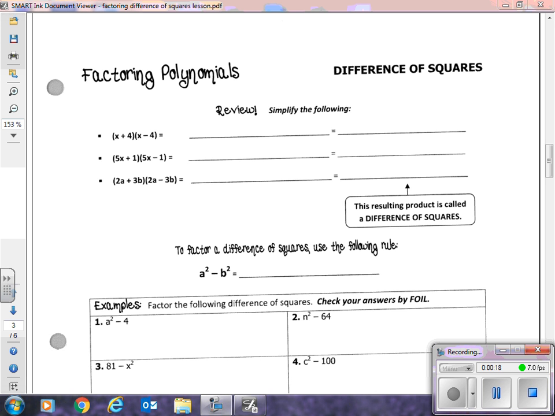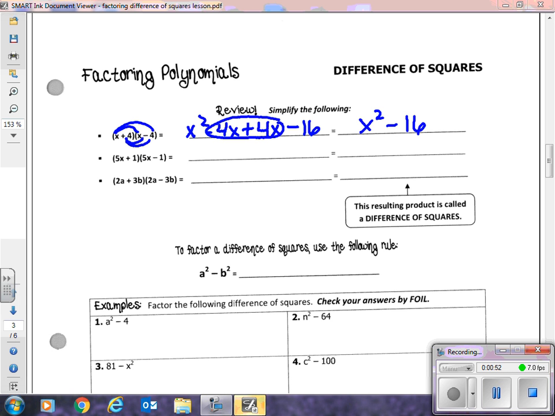So if we look at the top where it says review on your note taker, you have two binomials on the left, and if you remember how to FOIL, I'll show you what comes out on the answer side, and then we'll talk about what that means in terms of factoring. With FOIL, remember x times x is x squared, x times negative 4 is minus 4x, positive 4 times x is plus 4x, and 4 times negative 4 is minus 16. In these types of FOIL problems, the middle two terms, when you combine them together, disappear. So your answer becomes x squared minus 16.